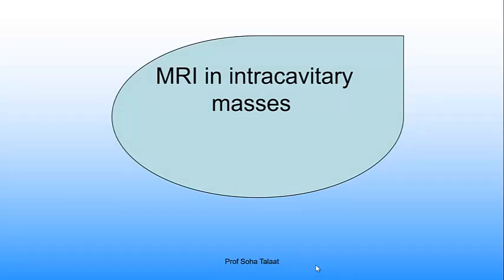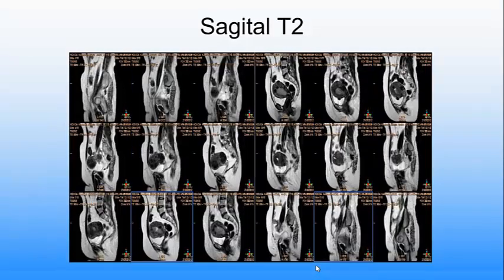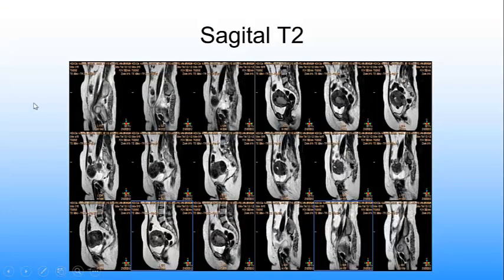What about the MRI in the intracavitary masses? Regarding MRI, we will take some cases at first. This case, she has multiple fibroids. There are multiple hypo-intense fibroids all through. But what about the endometrial cavity? And many fibroids. There are some interstitial and some subserous. This is one subserous, but they are all small.